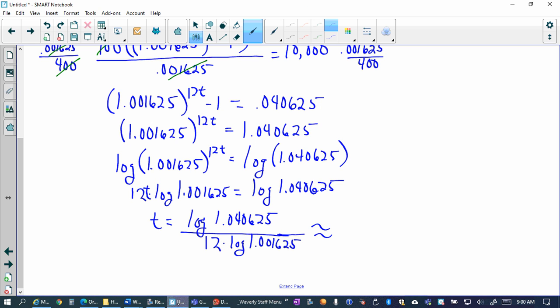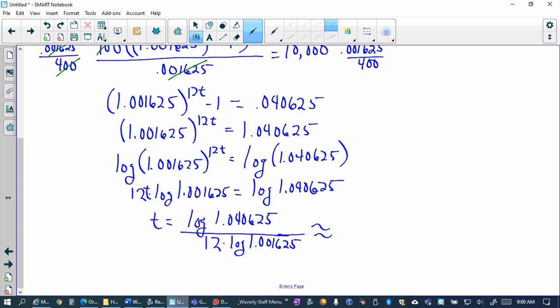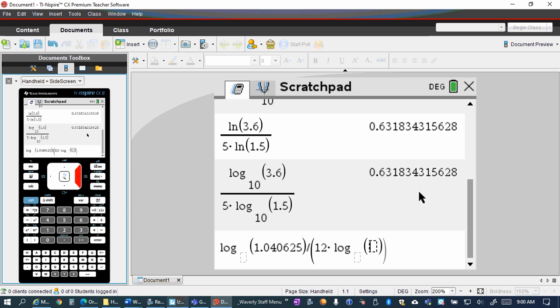1.040625. Make sure I got that right. 5. Okay. Outside the parentheses, divided by this 12 times log of 1.00165. Let's see.